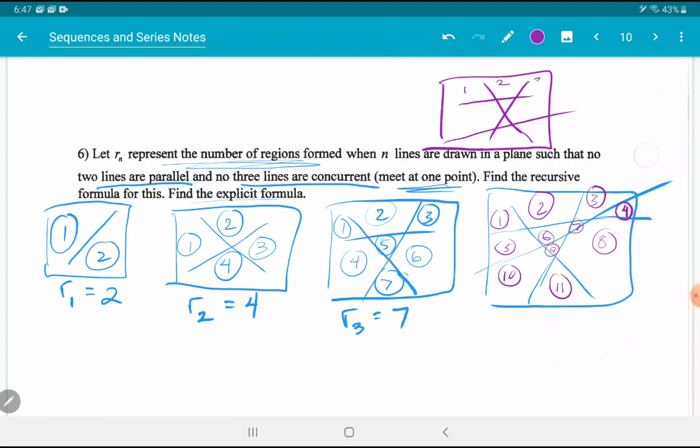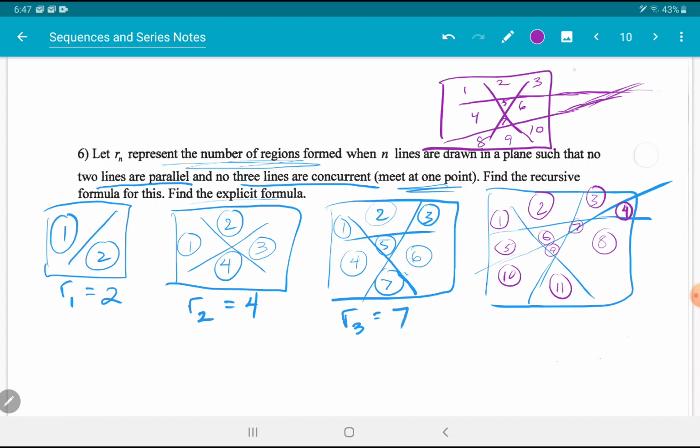1, 2, 3, 4, 5, 6, 7, 8, 9, 10. Then you might be asking yourself, well, I only see 10 regions here. But remember, in geometry, planes are infinite spaces. So you got to imagine that these lines actually do keep on extending infinitely. And if they do extend infinitely, then eventually these 2 lines will meet, right?